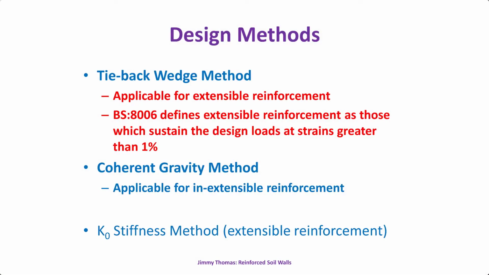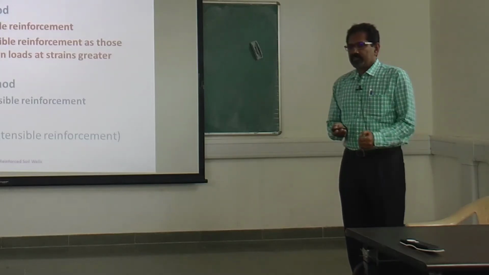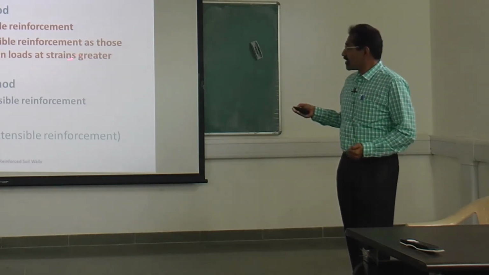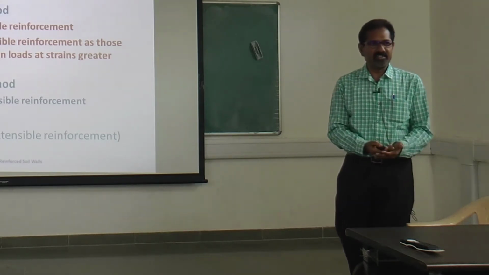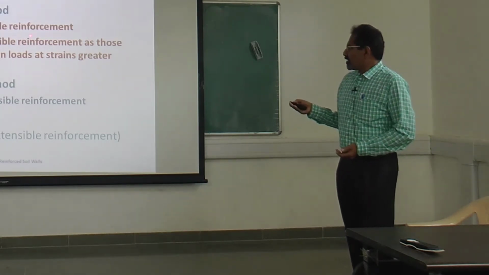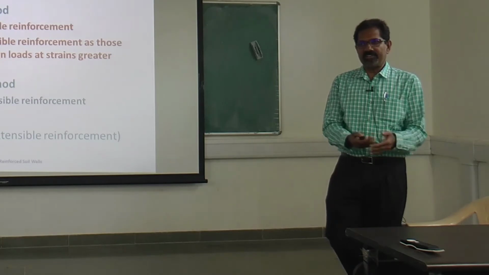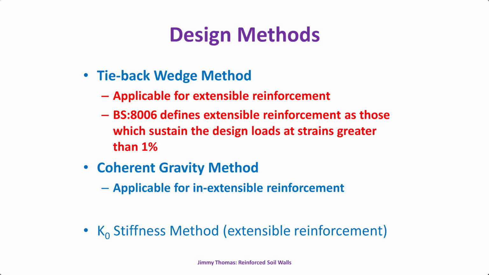Again, coming to the design methods. One is known as the tie-back wedge method, which is normally applicable for extensible reinforcement. And what is extensible? The BS defines extensible reinforcements as those which mobilize the design tension at strains greater than 1%. If the reinforcement develops the design tension at strains less than 1%, it is inextensible. So the tie-back wedge method is considered applicable for extensible reinforcement.